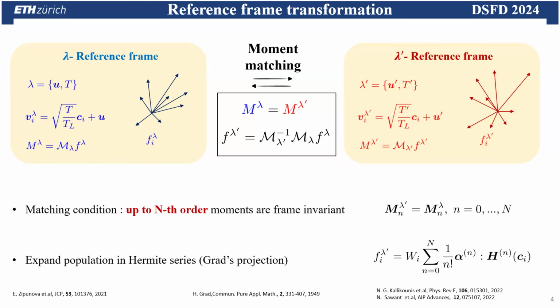The moment matching condition can be further relaxed, requiring instead that only a certain subset of the moments is frame invariant. This regularization of the matching condition can be enforced by expanding the transformed populations in a finite Hermite series, a Grad's projection, with a cutoff at order n. The transformation in general is crucial for frames that differ by large values, for example near shock discontinuities, and this can help stabilize simulations with very large Mach numbers and temperature ratios.